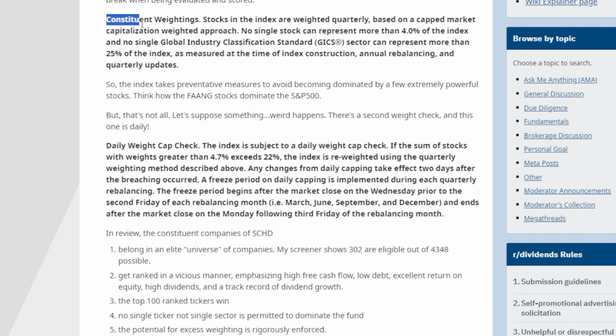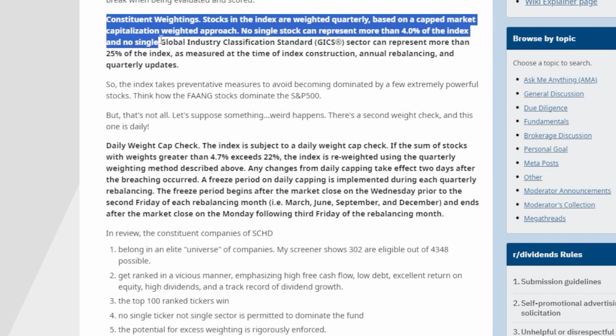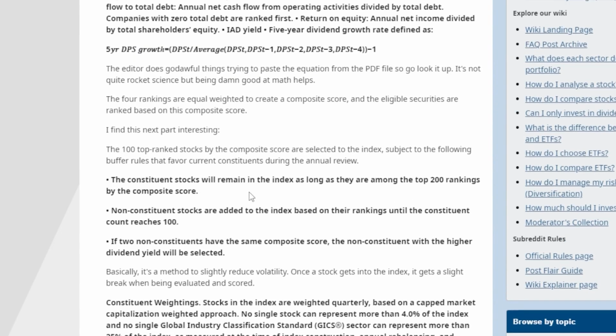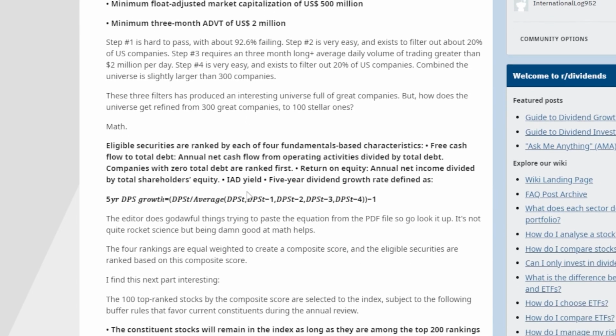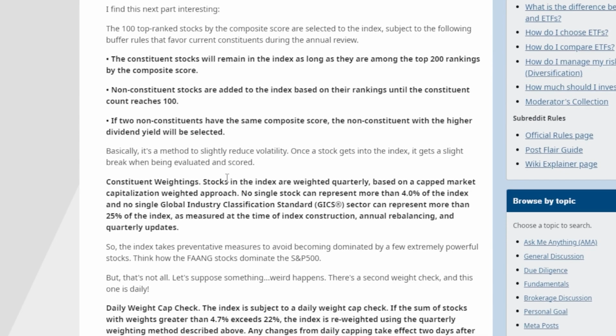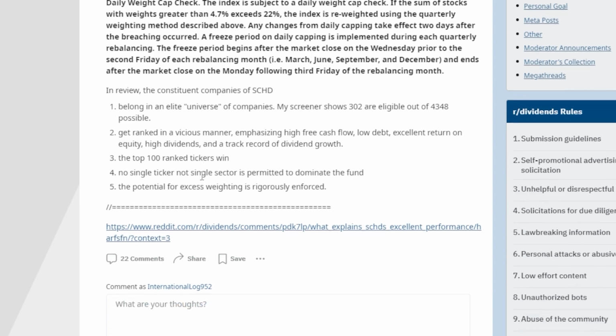Now, as far as constituent weightings, this is also important. Stocks in the index are weighted quarterly based on the capped market capitalization weighted approach. No single stock can represent more than 4% of the index, and no single global industry classification standard sector can be represented more than 25% of the index, as measured at the time of index construction, annual rebalancing, and quarterly updates. So as you can see at this point, it's pretty clear. There is a rigorous method on how stocks become a part of the index, which I can't speak for everyone, but for me personally, because this process is so rigorous, that alone earns SCHD the expense ratio of 0.06% gladly.